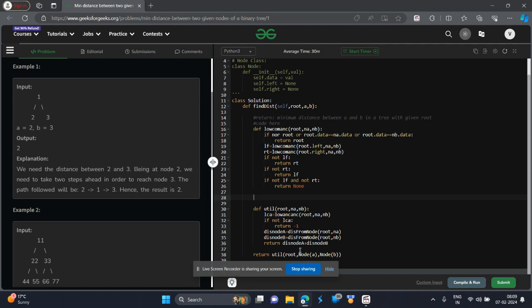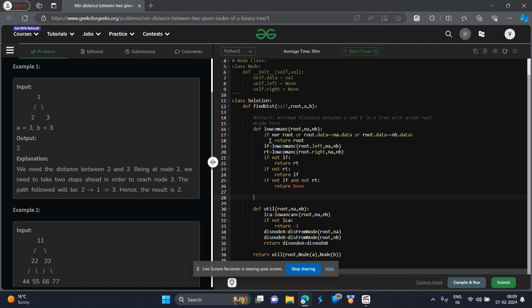Okay, if there's no lowest common ancestor, which means there's no commonality between the given nodes and we cannot traverse from node A to node B. Then we'll calculate the distance of node A to the root, and similarly the distance from node B to the root. And at the end we will return the summation of both of them.